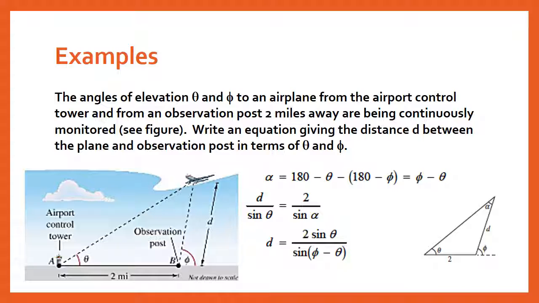Okay, so they redrew it, and notice we've got alpha. Alpha is in the upper corner there, and they said that is 180 minus theta minus 180 minus phi. That angle on the inside, angle B there at the observation post, is the supplement of phi, so it measures 180 minus phi. And when we simplify that, we get phi minus theta, so that's what angle alpha is. So using that, the distance over sine of theta is 2 over the sine of alpha, and there you have it. Distance equals 2 sine alpha over sine of phi minus theta.